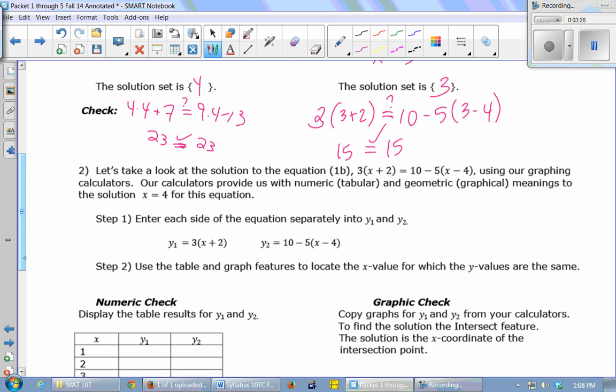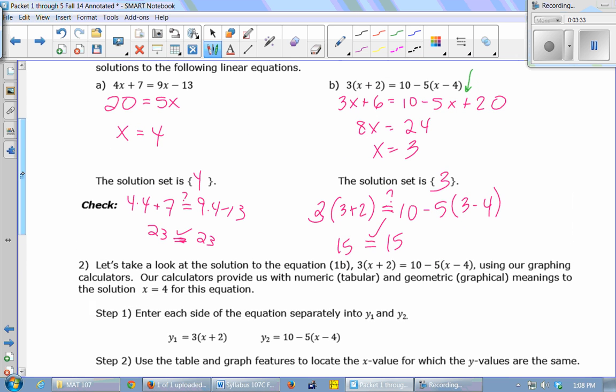Okay, so let's take a look at the solution to 1b, this linear equation that has the parentheses. We're going to use our graphing calculator to come up with that value of x equals 3. So we're going to use the calculator, and then I'll show you how to have Geogebra do it for you as well.